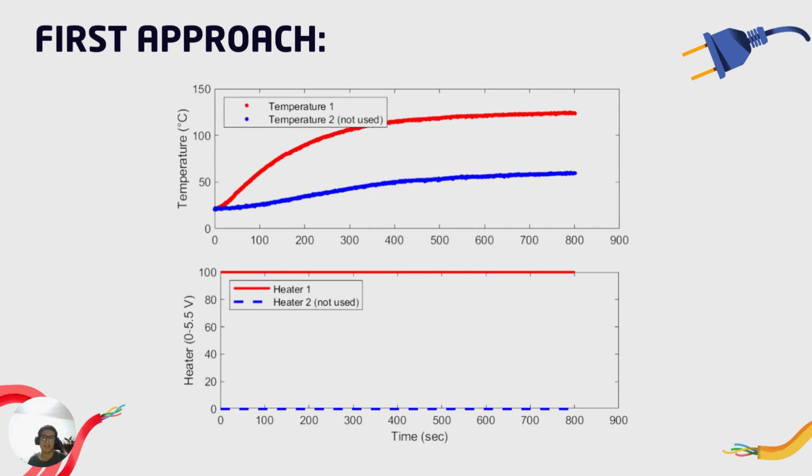First, we collected experimental data to characterize the system's dynamic behavior. This was achieved by applying a constant input of 5.5 volts to the heater until the temperature reached stability.